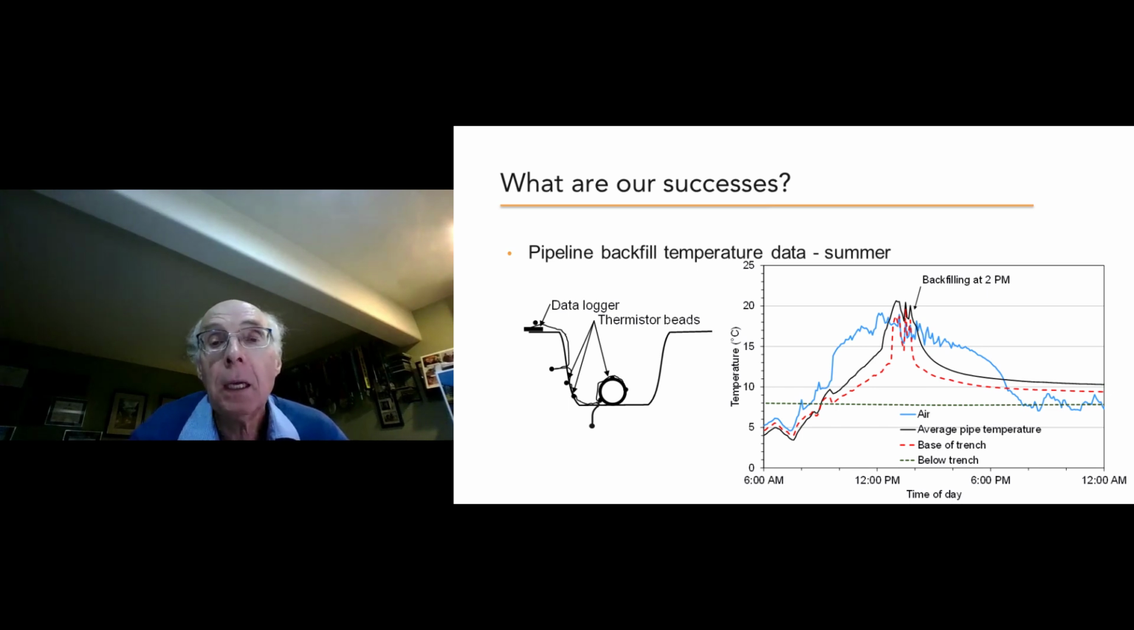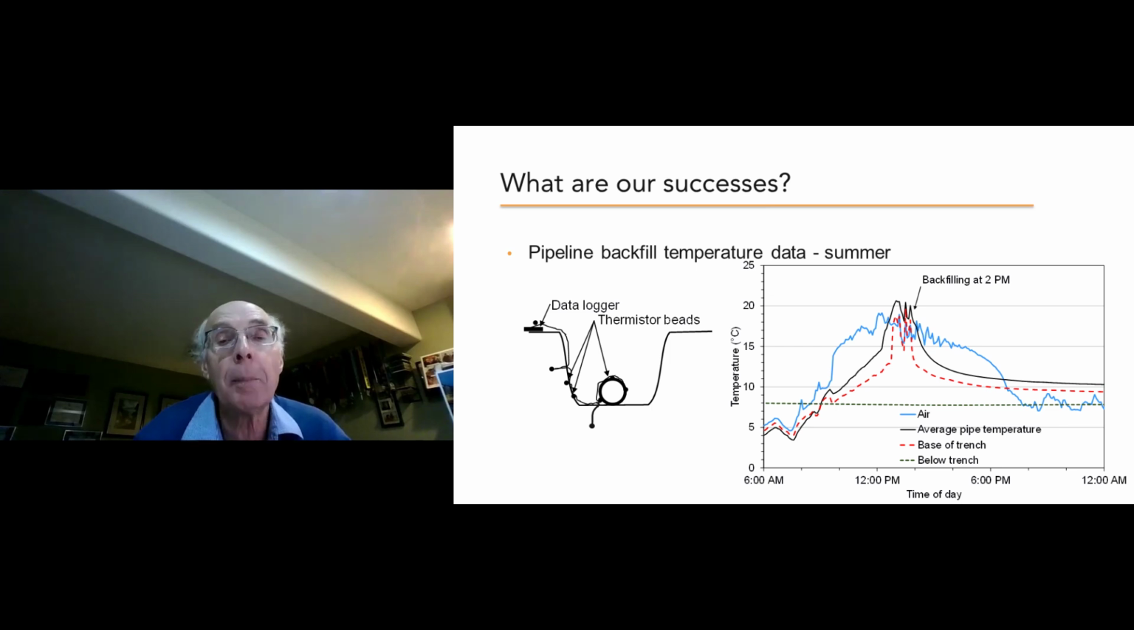But immediately you can see that at the time of backfilling, in this case at 2 p.m. on the particular day, the red line and the black line immediately disassociate themselves from the air and start moving very rapidly towards the same temperature as the bottom of the ditch, that is the surrounding soils.